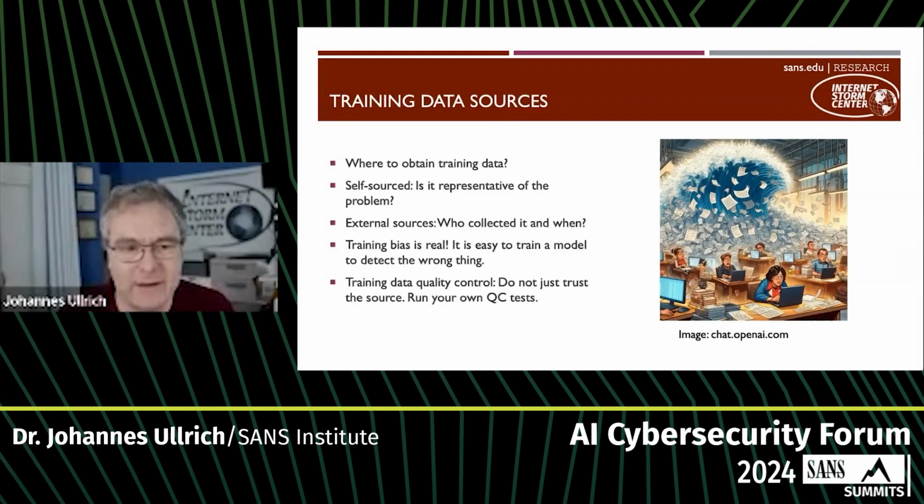Where do you get your training data from? If you self-serve, if you created it yourself, how representative is it of the problem? If you get external data, who actually created it? Why did they create it? Because quite often the training data that you find freely available was created for a particular purpose, and it may not match your use case. One of the most dangerous things there is bias in the training data. You're trying to train a general IDS, but the training data that you download is only IPv4, has no IPv6 in it. Is this a problem? Well, that depends on the question that you're trying to answer with it.